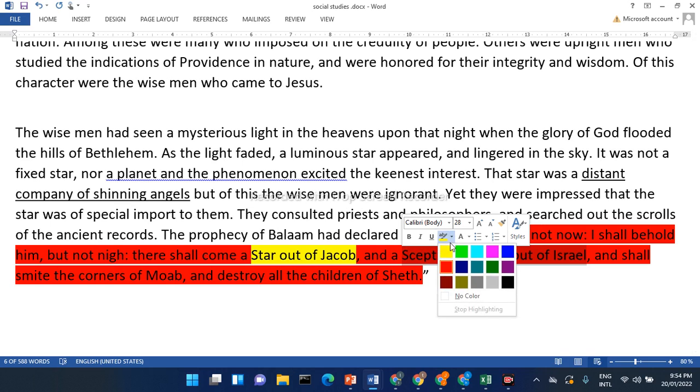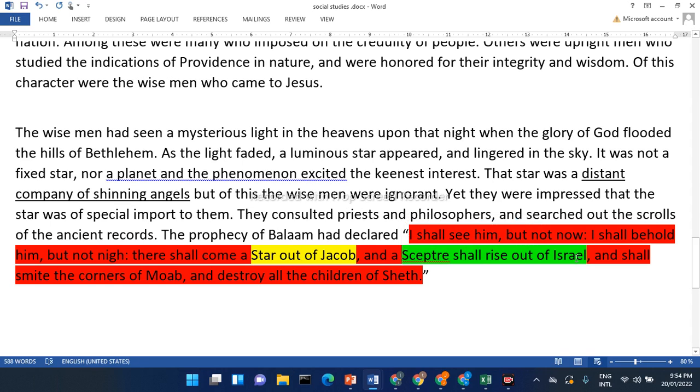And a scepter shall rise out of Israel, and shall smite the corners of Moab, and destroy all the children of Seth. Okay, and so that's Numbers chapter 24, verse 17.